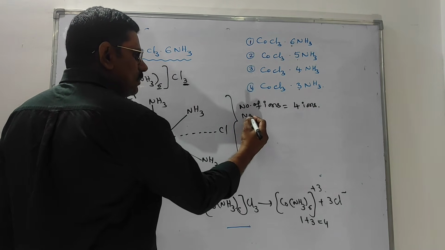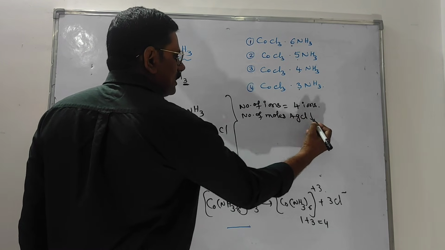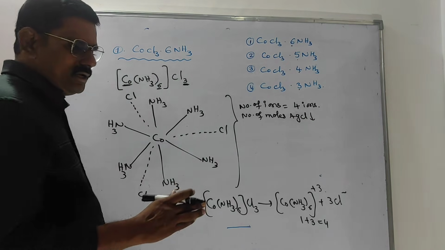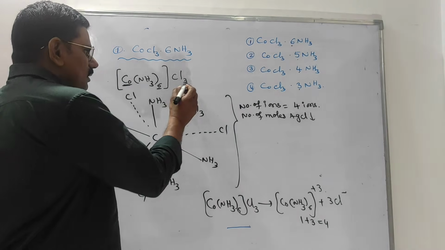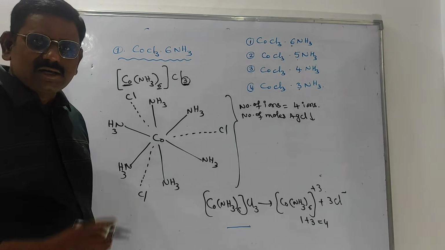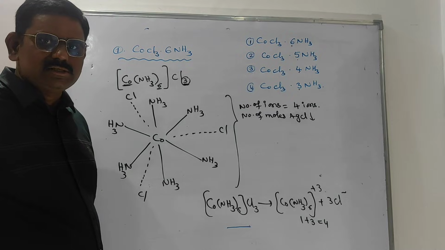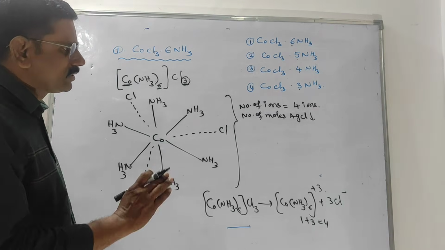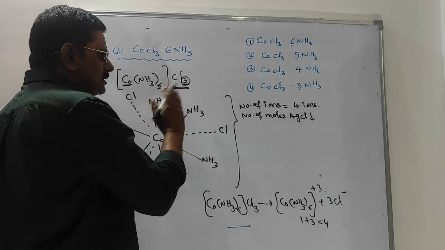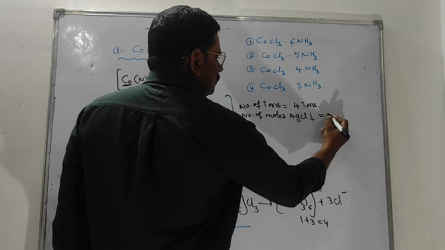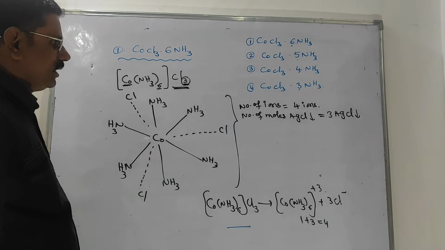Second question: how many moles of AgCl precipitate form when this complex is treated with excess silver nitrate? The ions outside the coordination sphere are ionizable. They will react with Ag plus from AgNO3 and form AgCl precipitate. How many Cl minus ions are there outside? 3. So, 3 moles of AgCl precipitate are formed. It is the second question.